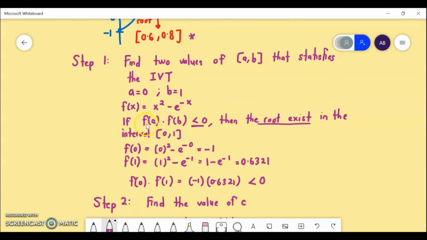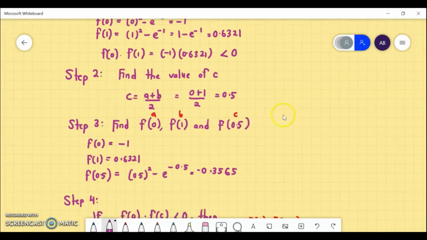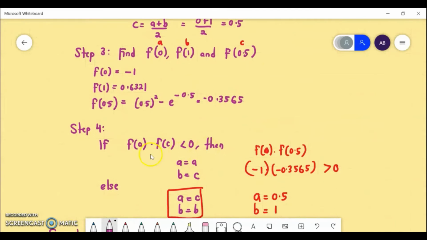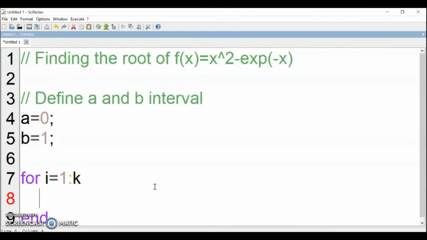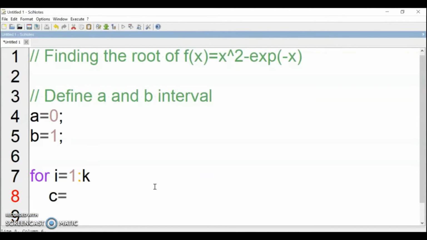If fa times fb is less than or equal to 0. Okay, then what happened? Not less than or equal, it's just less than 0, then the root exists, right? So we gotta find this one. fa times fc less than 0, then we gotta set this if and else in this loop. So we need a for loop here. For i equals 1 to k. Okay, let's say k. So here I'm gonna find my c, which is a plus b over 2.